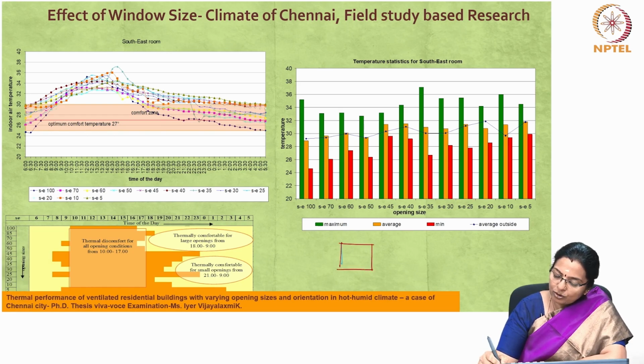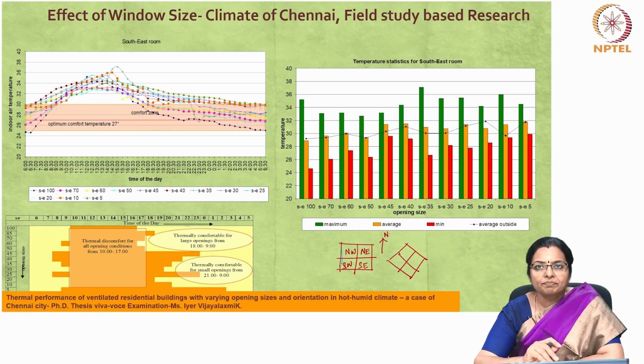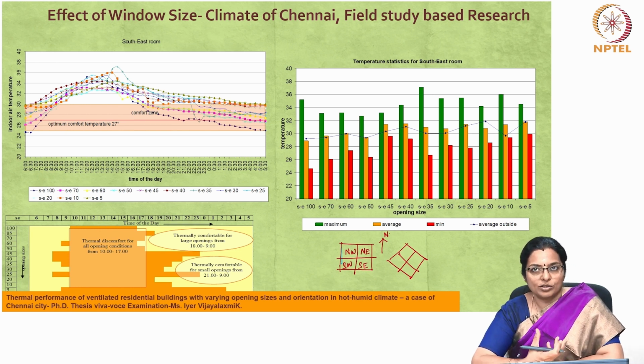Here, as I had told you, this is how the rooms were built. So this is northeast, southeast, northwest and southwest. Okay, this is the north point. So we will see the effect of window size in the southeast room also, just as an example.